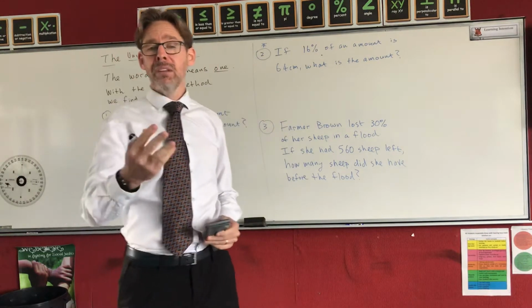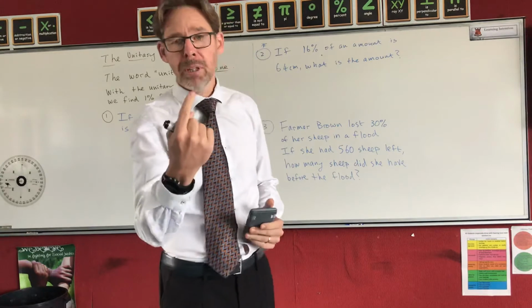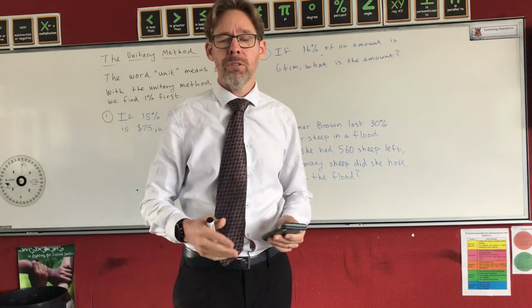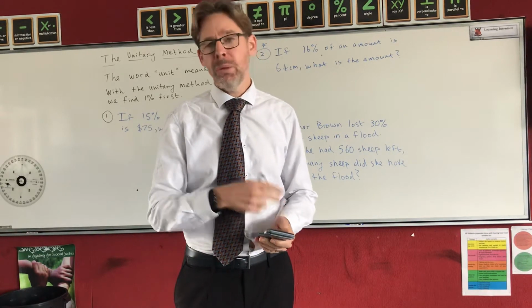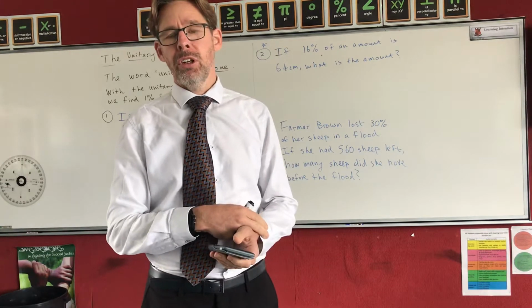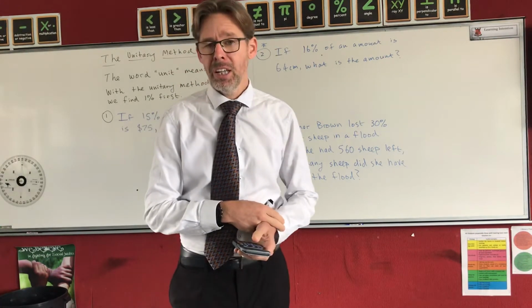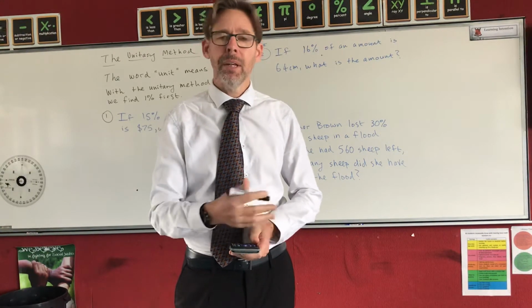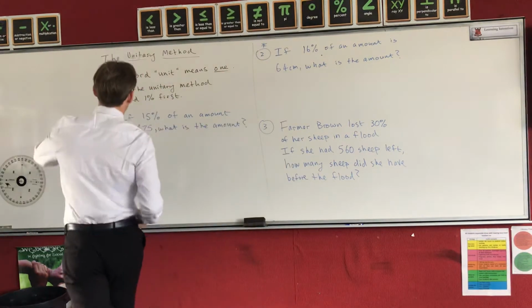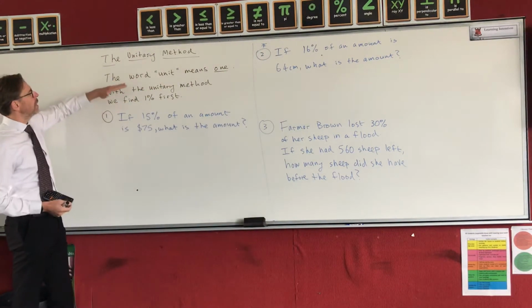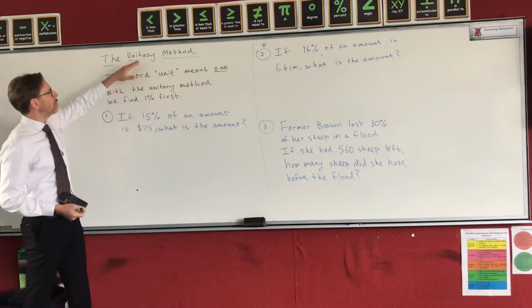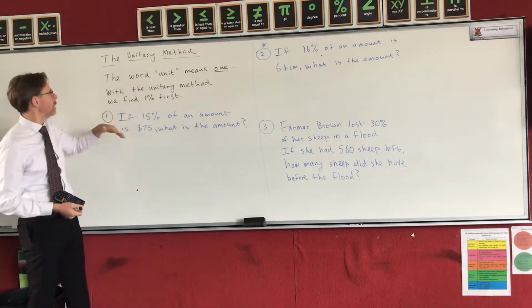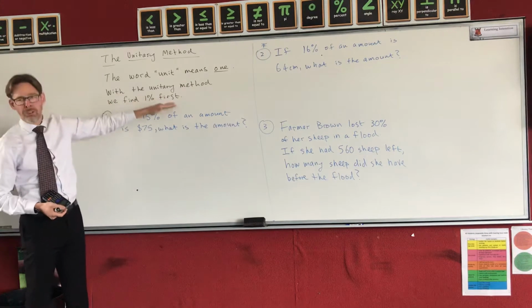Now this is a method which involves finding 1% of something so that we can find 100% of something. So, for example, if I said to you 20% of my pocket money is $5, then we could work out what 100% of my pocket money is using the unitary method. So, let's have a look at our first question. Here's our heading. I want you to write that down. Now, the word unit means one. So, for the unitary method, we're finding one of something. In fact, because it's percentages, it's 1%. So we are finding 1% first in all of these questions.